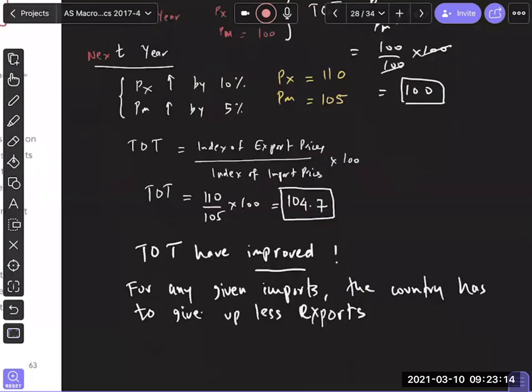Okay, why does the country have to give up less exports? This means that because your export prices are so good, a good example of this is, let's say Japan is exporting cars, right? Is Japan exporting cars? What do they import, for example?